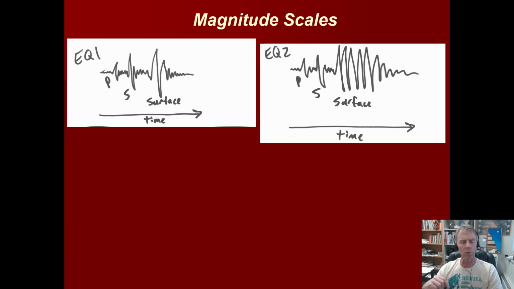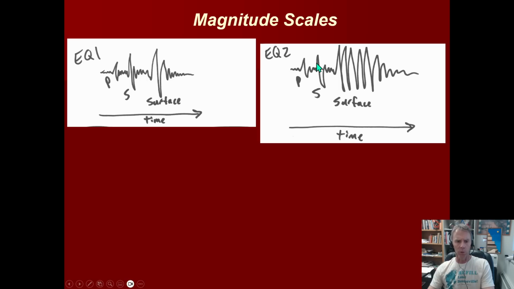And remember what the Richter scale says to do. The Richter scale says find the biggest wave, which is typically a surface wave, measure it, plug it into that simple little thing I showed you before, and there you go. There's your magnitude. So notice if we use the Richter scale for both of these earthquakes, we would get the exact same magnitude. Let's say, I don't know, 5.6, whatever. Doesn't matter. But what do you notice that's different about these earthquakes?